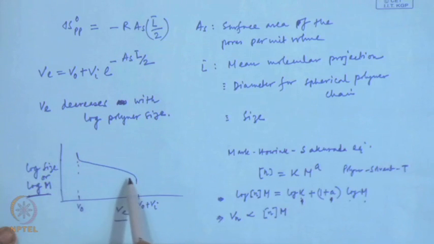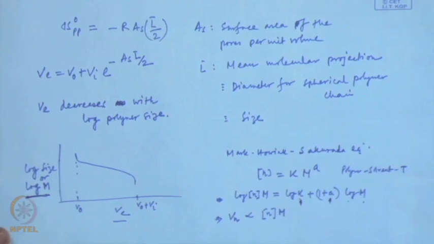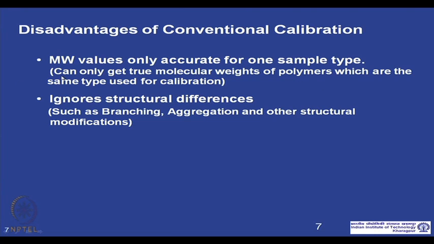So, this calibration curve between log of molecular weight and the elution volume is applicable only for a particular polymer whose K and A are constant. Whenever we change K and A for a different polymer, obviously we get a new set of calibration. So, this calibration can be used to get the true molecular weight of a polymer.